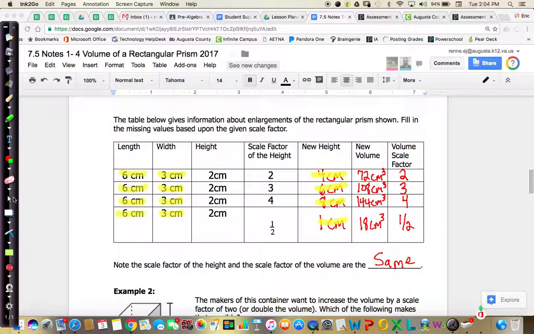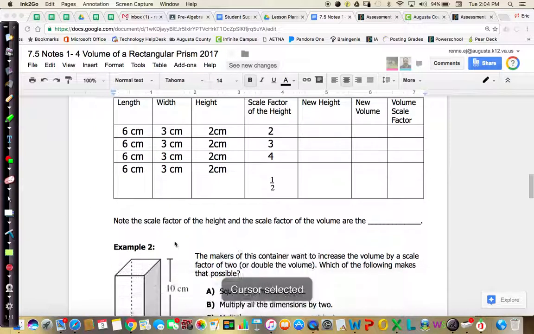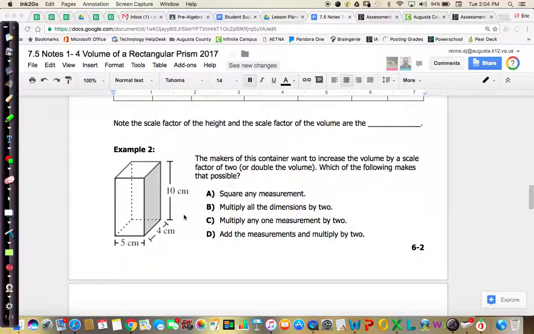Okay, now, hopefully you will be able to figure out this next question based on what we've been doing. So, the makers of this container wanted to increase the volume by a scale factor of 2, or double the volume. Which of the following makes that possible? So think about what we just did in that chart. Could we square any measurement, which means multiply it by itself? Could we multiply all the dimensions by 2, multiply any one measurement by 2, or add the measurements and multiply by 2? So what do you think?